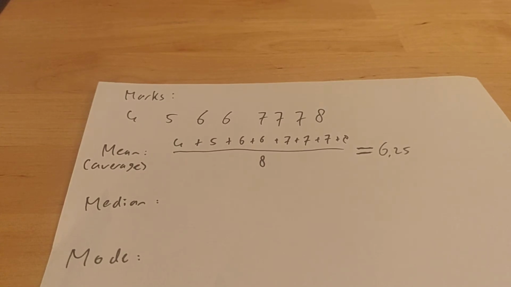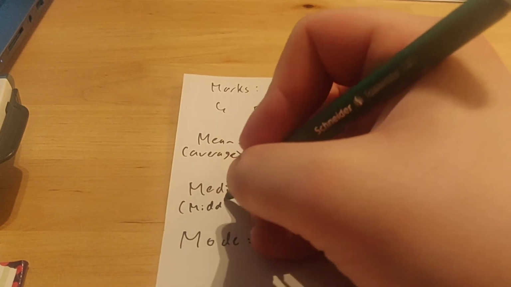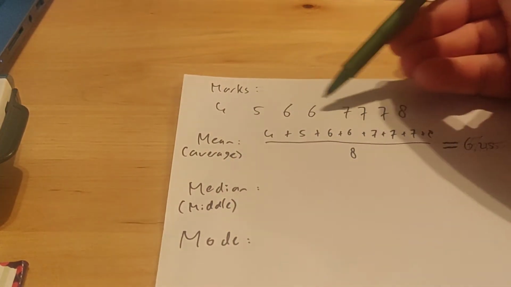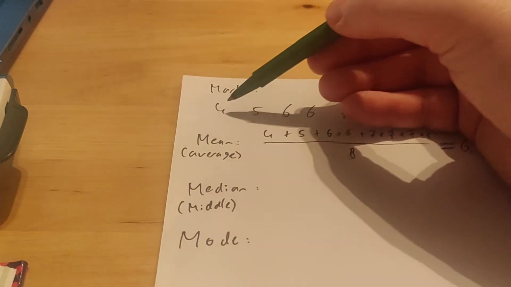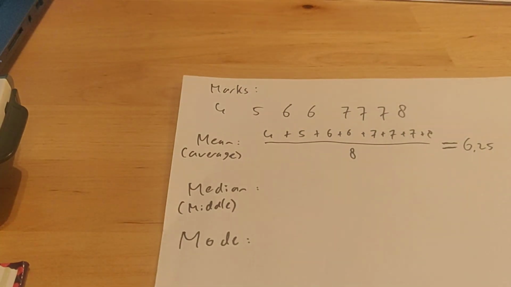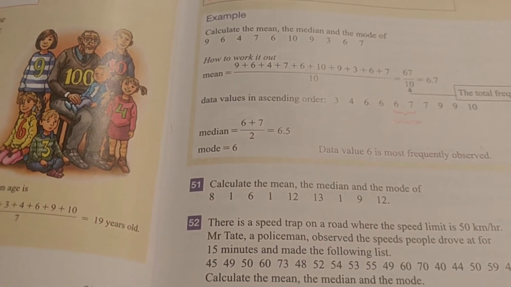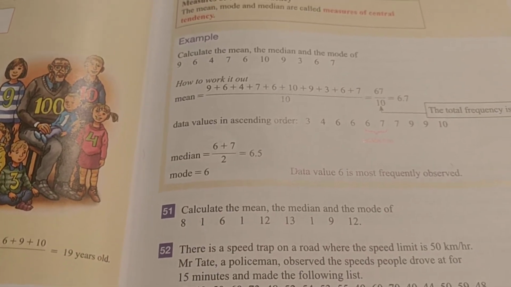Then we're going to go to the median, and the median is known as the middle. So I need to explain what I mean by that. And you have these 8 marks. We need to find out what the middle mark is, but one important rule here is that you write down the marks in order from low to high. So here they're already written down from low to high, 4, 5, 6, 6, etc. But sometimes in the book, like over here with exercise 51, they're not in the order from low to high. So that means you first have to write this down in the correct order, and then you can calculate the median.